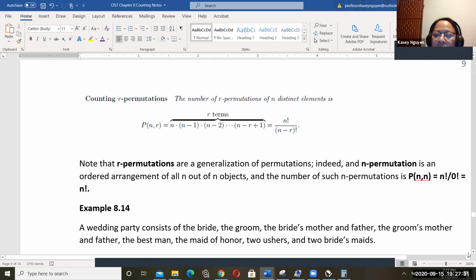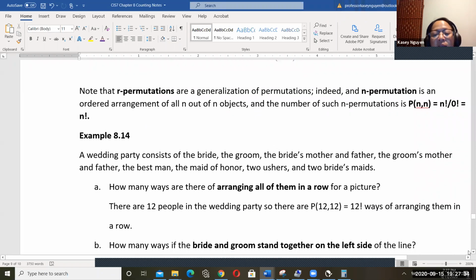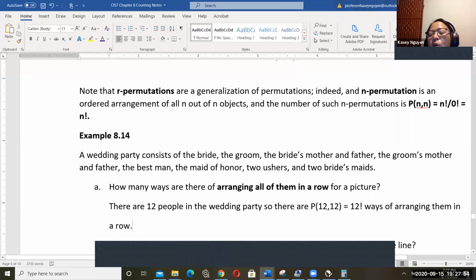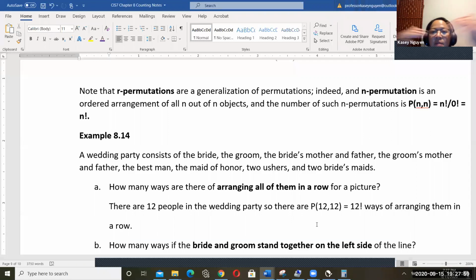Now, if we look at example 14, you can see at a wedding party, we want to arrange people so that they can take pictures in a row. Okay, and there are 12 people at the wedding party. So your set here is 12. So the way that we would arrange them in variations is factorial of 12, right? 12 times 11 times 10.